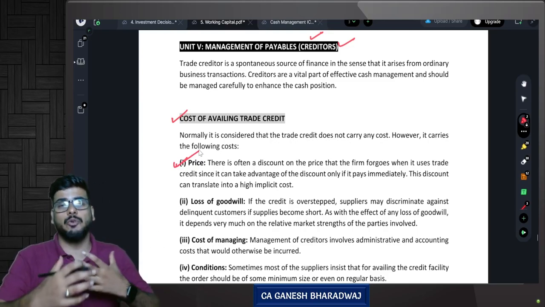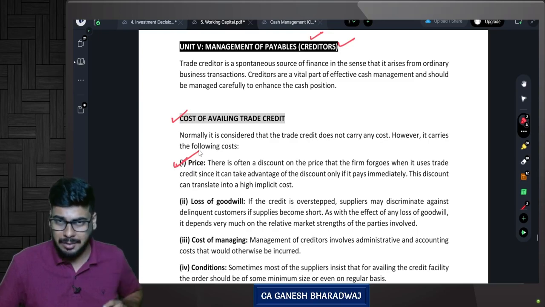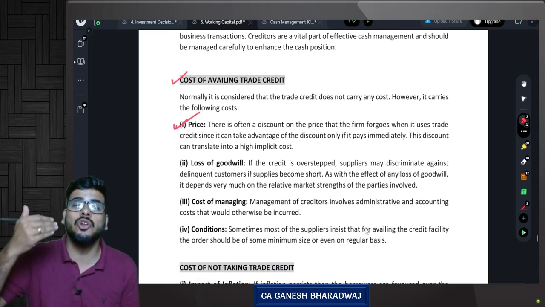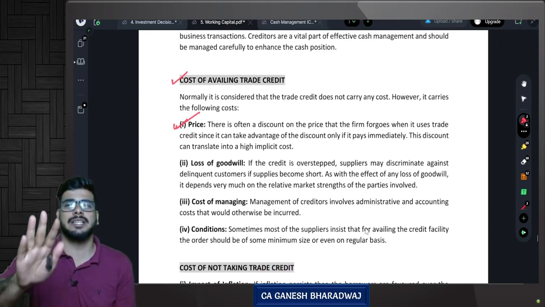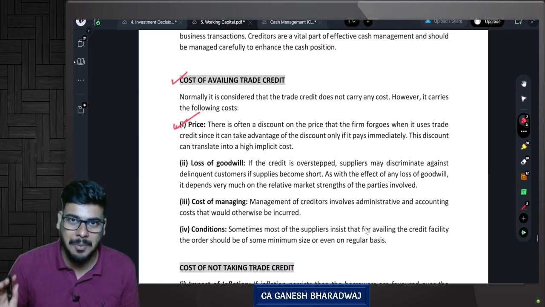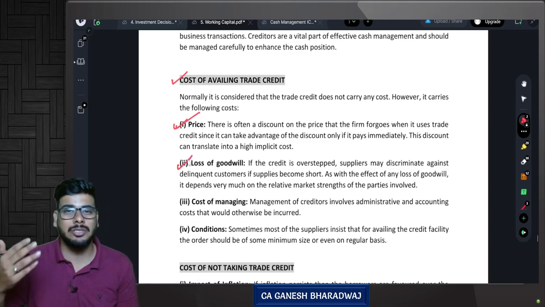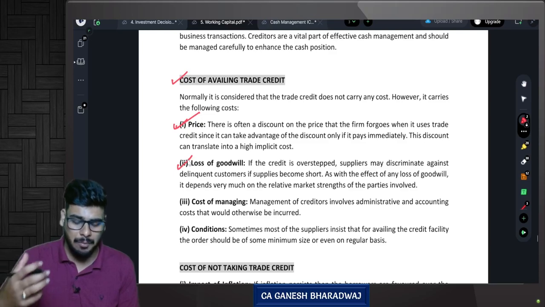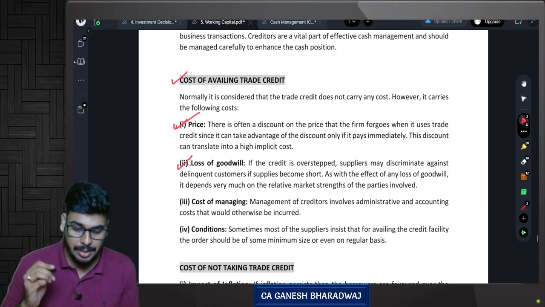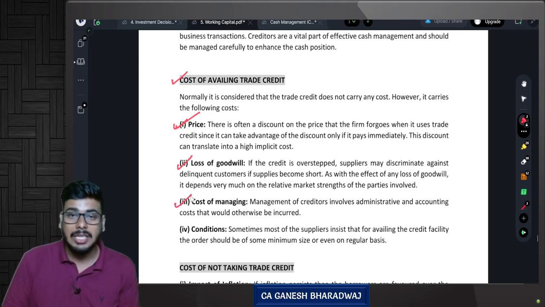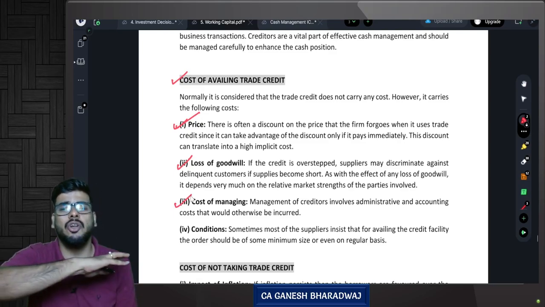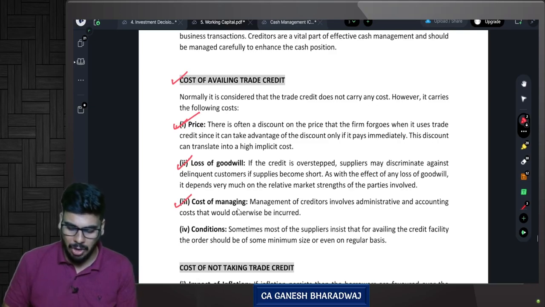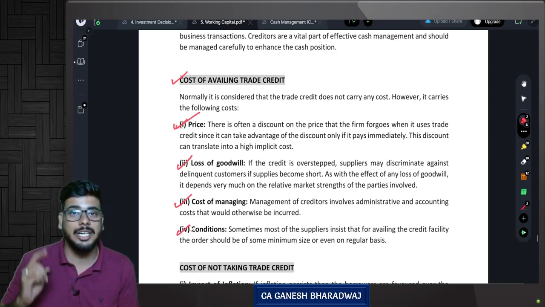So because of going for credit, there are some costs like this. The first one is a change in the price. Number two, suppose you do not keep up with your commitment, you say you will pay after 30 days, but you are not paying after 30 days, it amounts to loss of goodwill. So this is basically a qualitative factor. This cannot be quantified in monetary terms, but yes, it will result in loss of goodwill. Then, since you have a lot of suppliers, you need a separate team and incur some administrative costs. And of course, there are some conditions that you need to abide by.